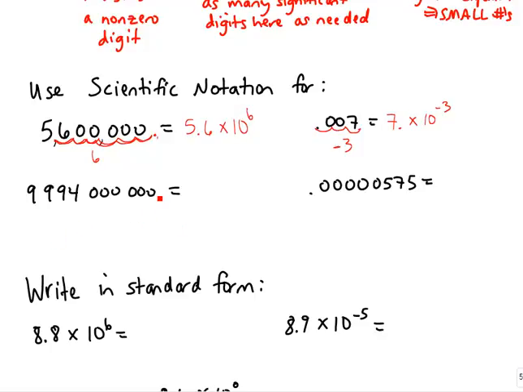Alright, the next example here. My decimal point for this very large number is after that last 0. I need to move it all the way to the front, right past that very first 9. So my decimal is going to be 9.994, and I can ignore all those zeros. I'm just writing down the significant digits. So that 9.994 gets multiplied by a power of 10, and the exponent that I need would be 1, 2, 3, 4, 5, 6, 7, 8, 9. So I need a power of 9.